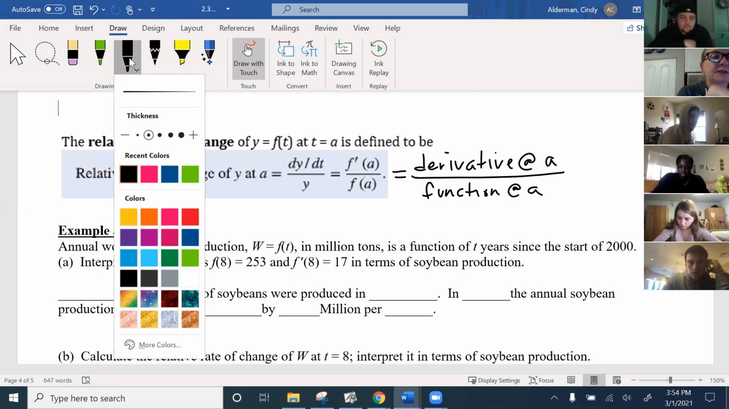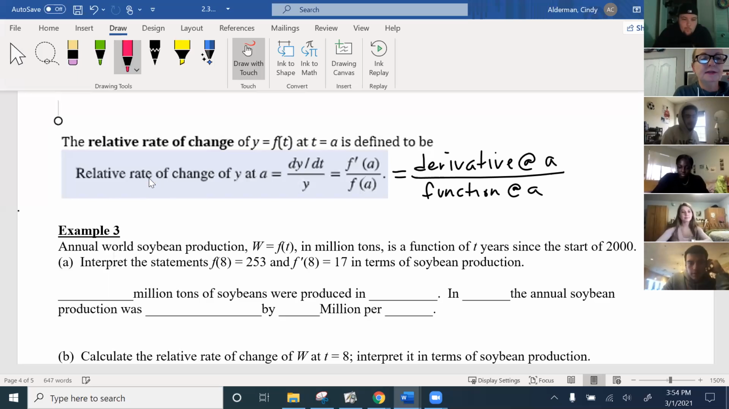Okay, so let's do some color coding here. Annual world soybean production W is a function of t, where t is in years since the start of 2000. That's always important, right? Interpret the statements. f(8) = 253. So that would be this blank and this blank.